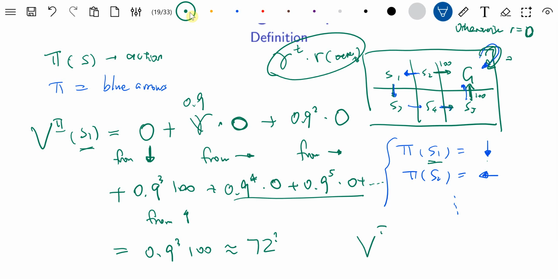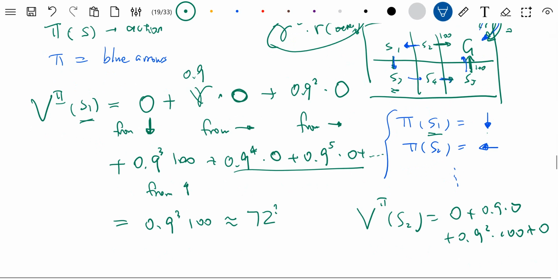Of course you can compute the value starting at S2, which in this period is 0, next period is gamma times 0, next period is gamma squared times 100, and then all the remaining periods are 0. So here you get 81, and so on. You can compute the other states the same way.